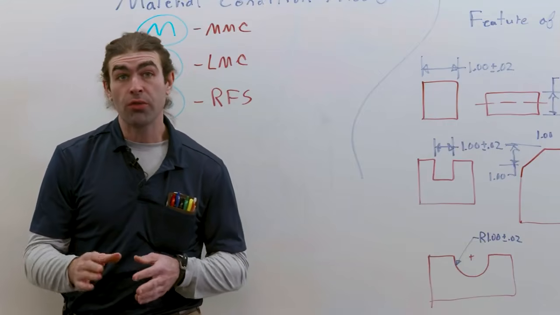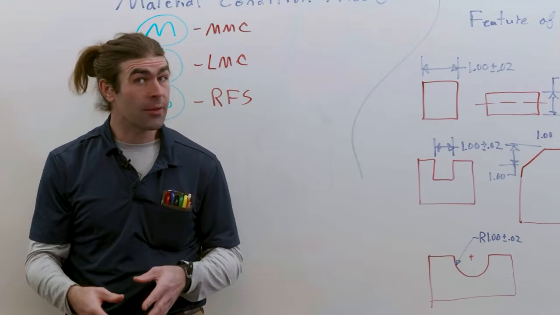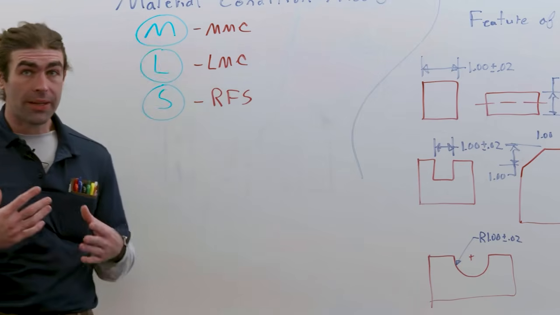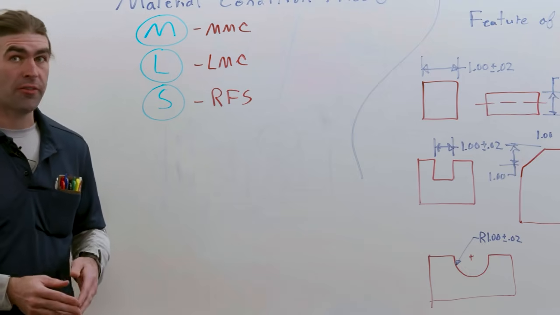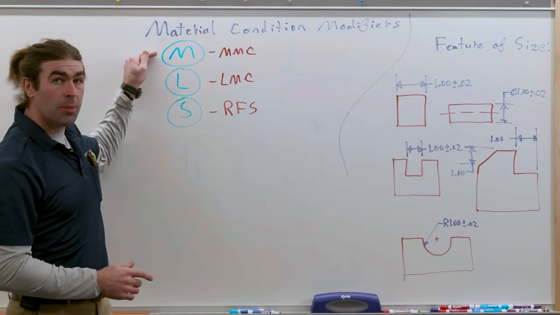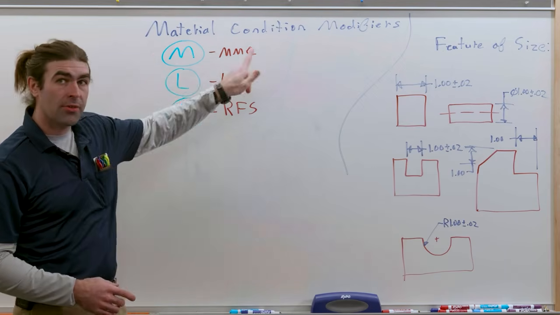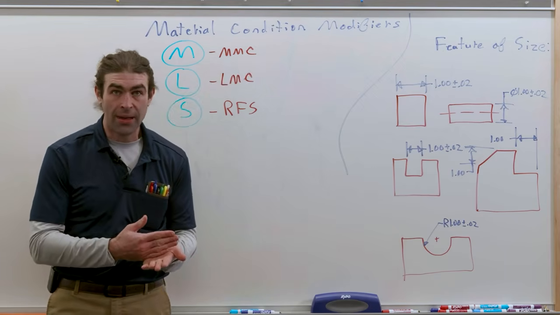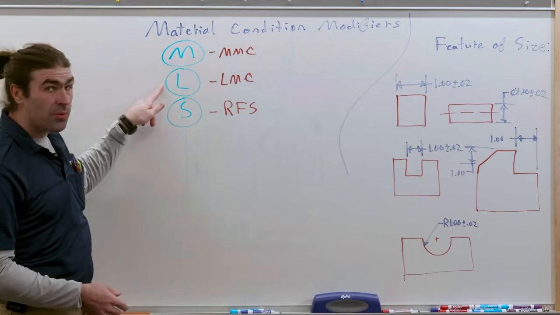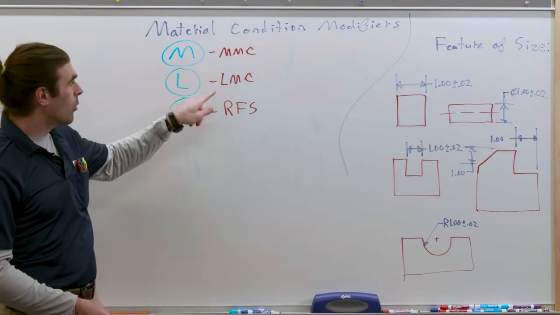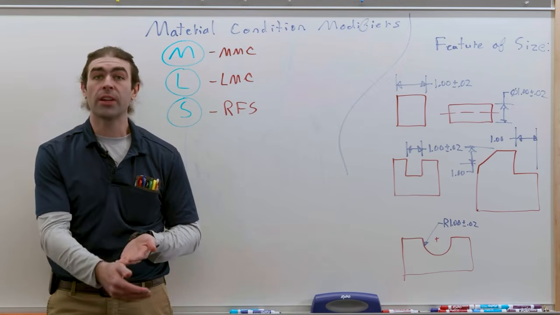So now let's move on to material condition modifiers. This seems to throw people for a loop, but it's a simple system when you look at it. We've got 3 material condition modifiers to worry about. MMC with its little M with a circle, or written MMC, or spelled out as maximum material condition. Next is LMC, L with a circle, or LMC, spelled out it is least material condition.